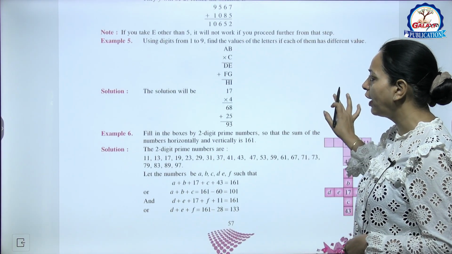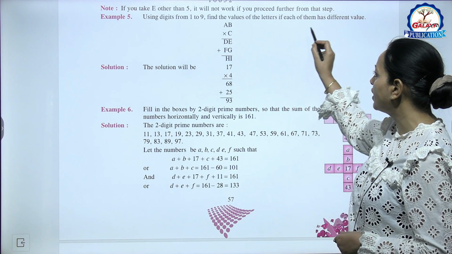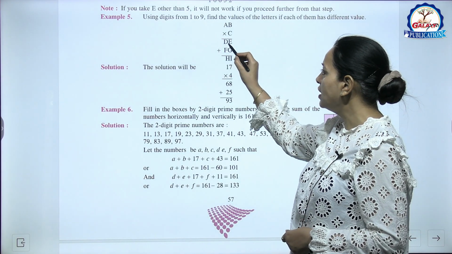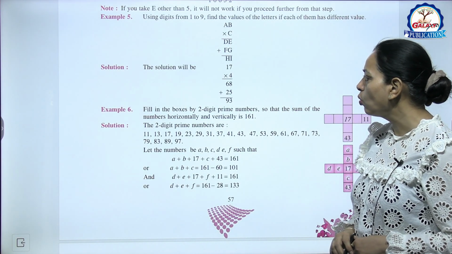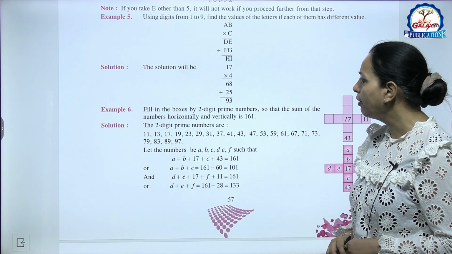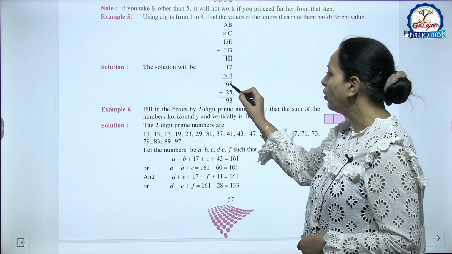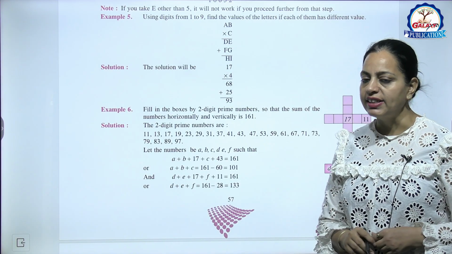Now example 5: using digits from 1 to 9, find the value of the letters if each of them has a different value. So here AB into C, DE plus FG, that is HI. So what will you get? Here we can write 17 into 4, then 68, then plus 25, that is 93.